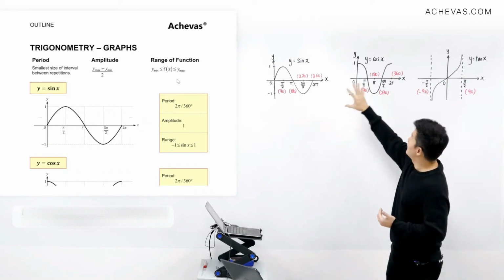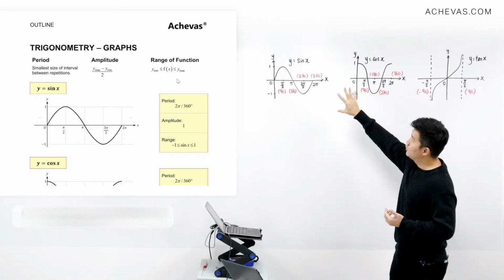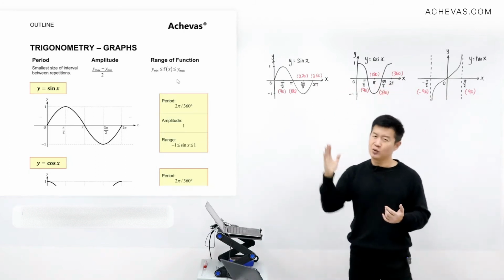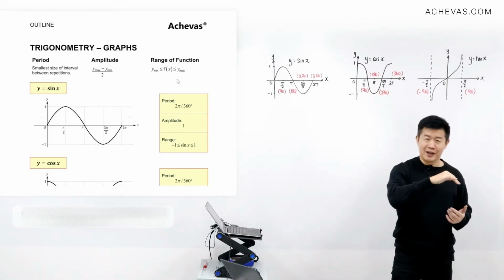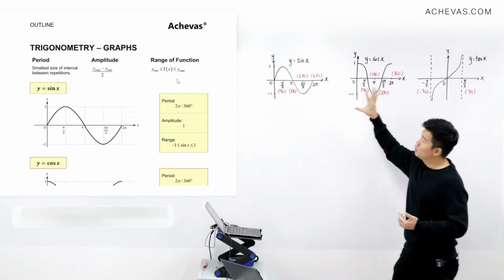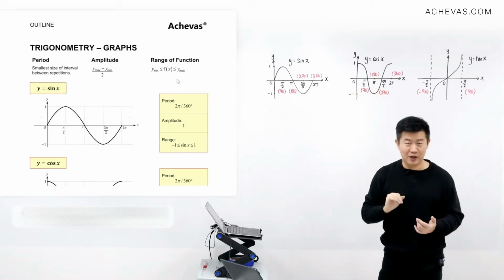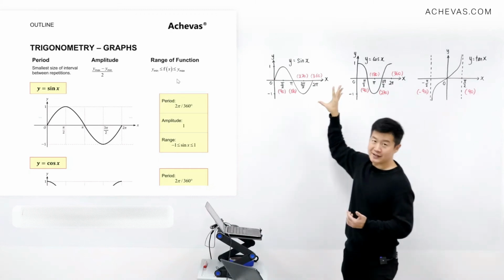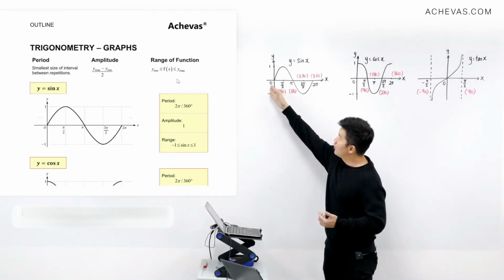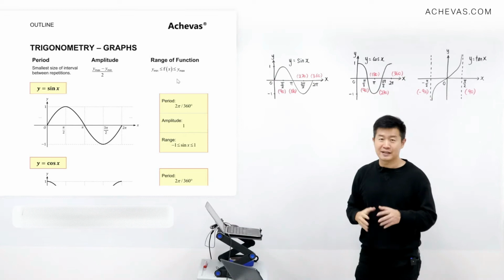So let's take a look at the sine and the cosine graph first. What you will notice about the shapes of the graph is that they look like a wave, right? Okay, they look like a wave, but let's look at the details of this wavy graph that we have here on the board. Let's look at the sine function first. It starts from the origin and it ends at 360 degrees.